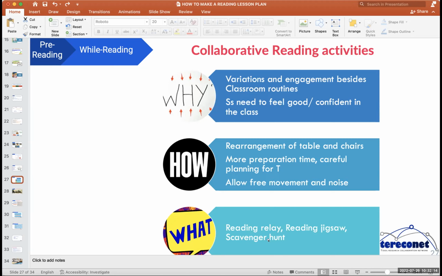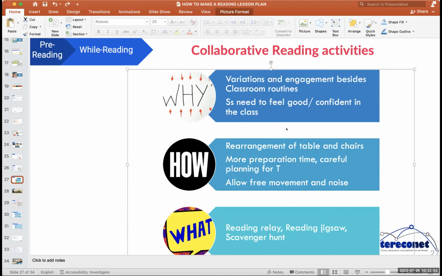Something that we could do, I'm not going to go into details on this one because we don't have time. I can send you some materials as well, but some activities can be like reading relay. It's like a sport, where one student has a piece of information, sorts it out, and then moves it to the next student. It can be reading jigsaw, where they have to put things together. Or a scavenger hunt, where they go around the classroom or maybe the school, if you can organize that, to find the answer, not just sit at the table and chair.